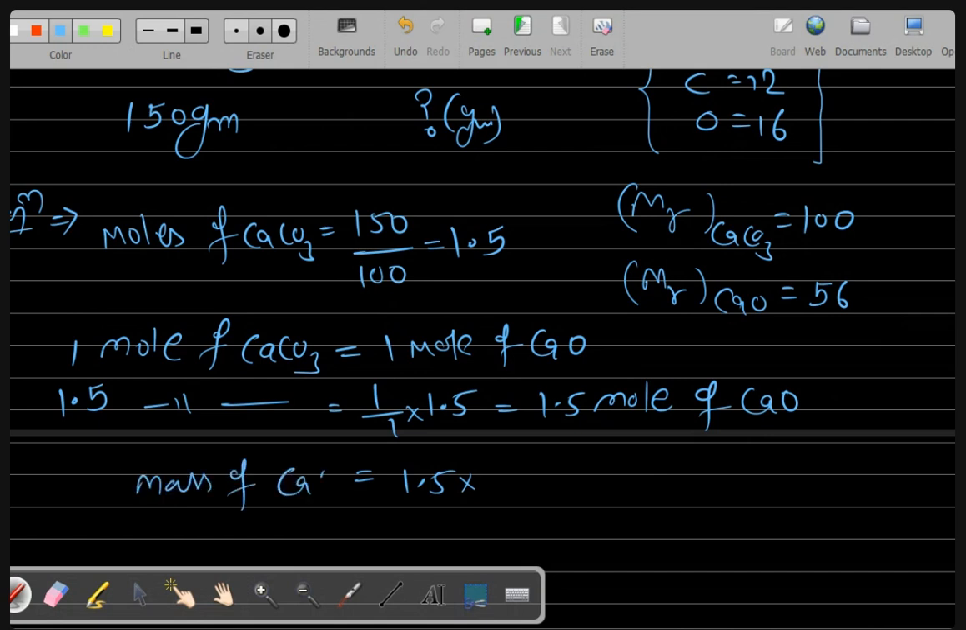The mass of calcium oxide will be 1.5 times the MR, which is 56. 1.5 times 56 is going to be 84. Yes, 84.